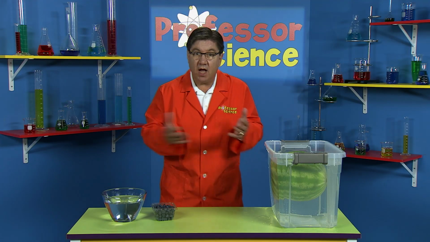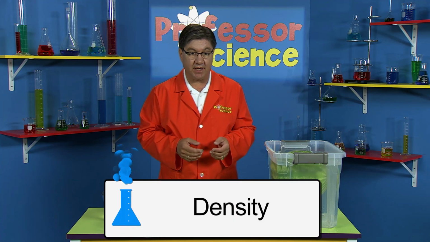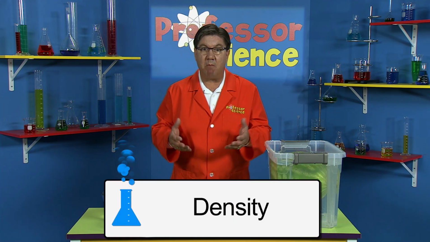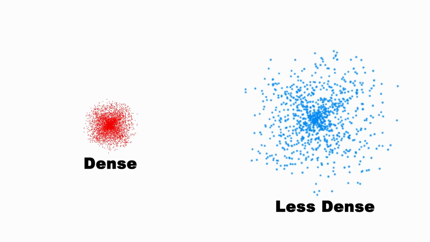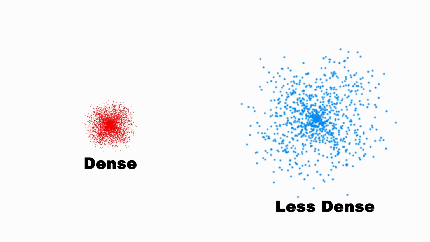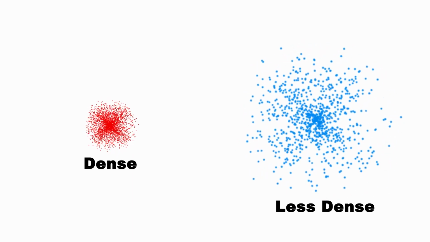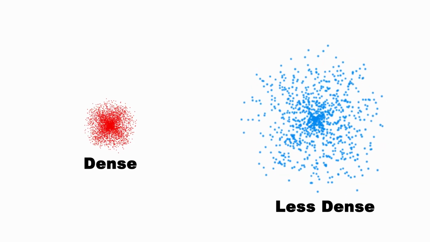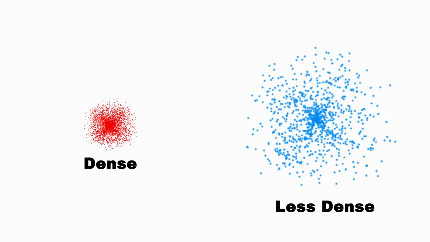So what does determine whether an object sinks or floats? Well, it's all about density. And density is about molecules. See, everything is made up of molecules. And in some objects, the molecules are packed tightly together. And those objects are more dense. And then other objects, the molecules are loosely packed and there's lots of space between them and they're less dense.